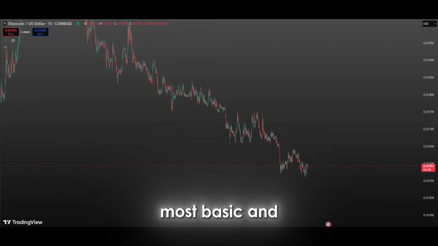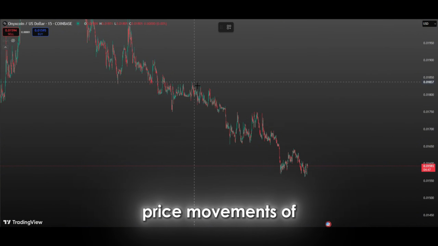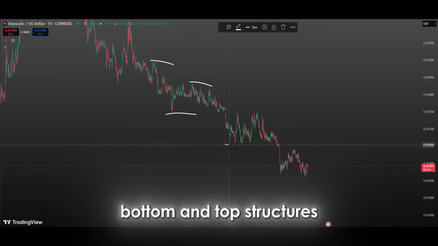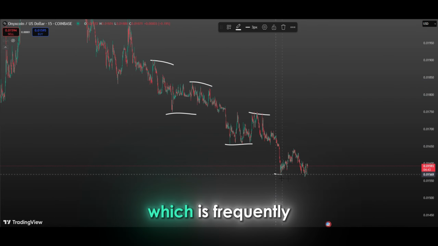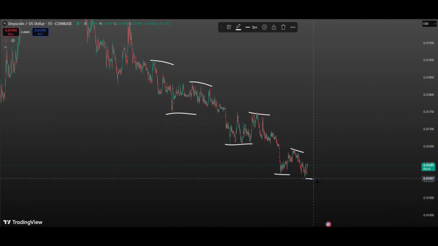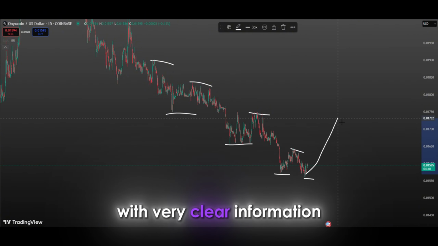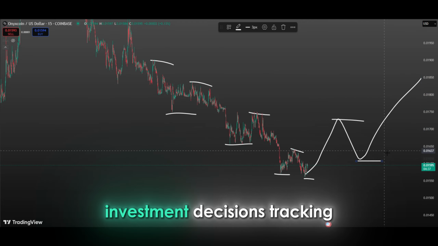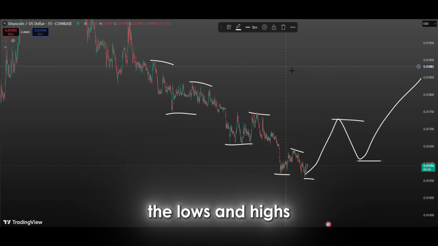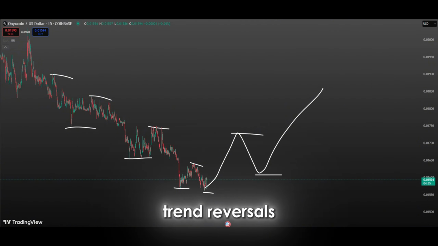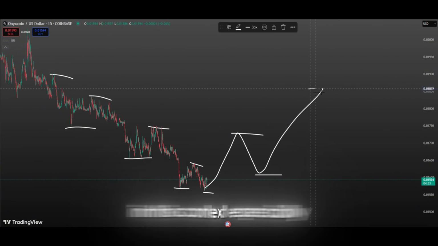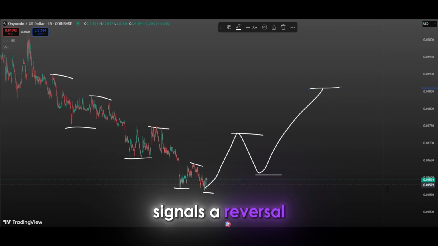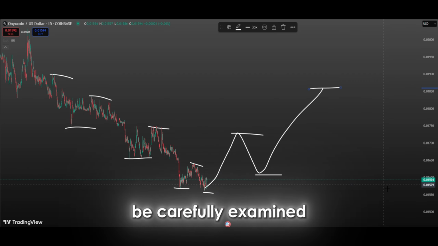One of the most basic and reliable indicators when analyzing the price movements of an asset is undoubtedly how the price forms bottom and top structures. This method, which is frequently used in technical analysis, provides investors with very clear information about the direction of the trend. Especially in short and medium-term investment decisions, tracking the lows and highs plays a critical role in predicting trend reversals or continuations. In this context, especially when a structure that starts with a downtrend signals a reversal, it is a situation that should be carefully examined.